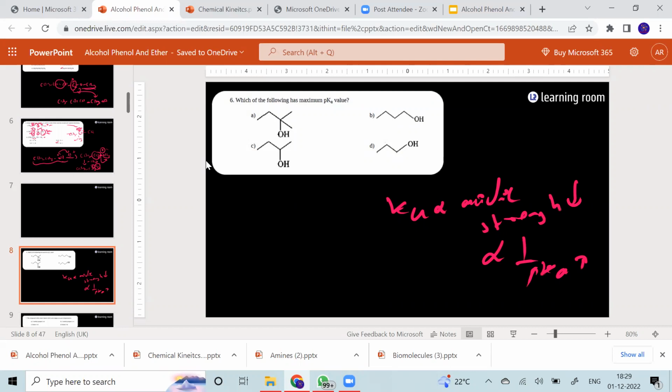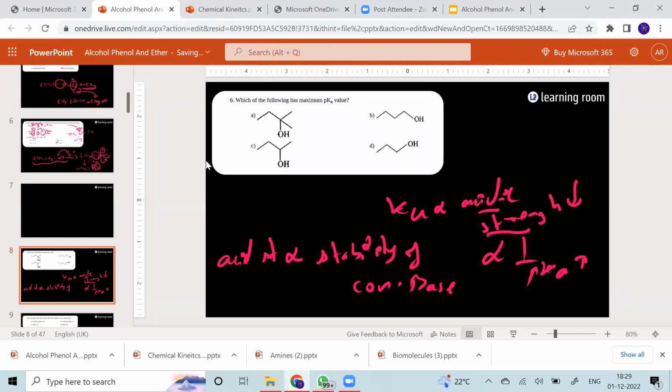Okay. Right. Now, how do we check acidic strength here? That's very simple. The acidic strength is directly proportional to the stability of the conjugate base. We know what the conjugate base is. After removing H plus, whatever is remaining is called the conjugate base. That H plus you remove and you check what is remaining and its stability. Whichever conjugate base is the most stable, that is going to be the maximum acidity.